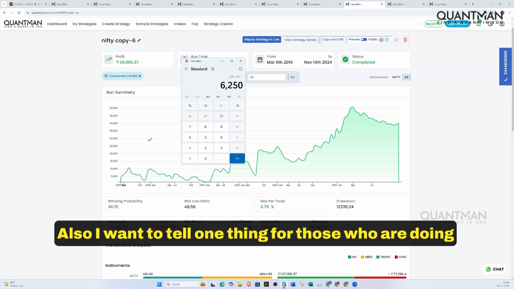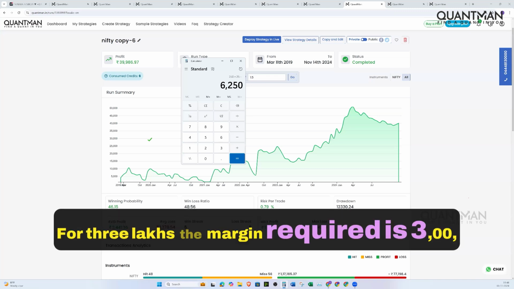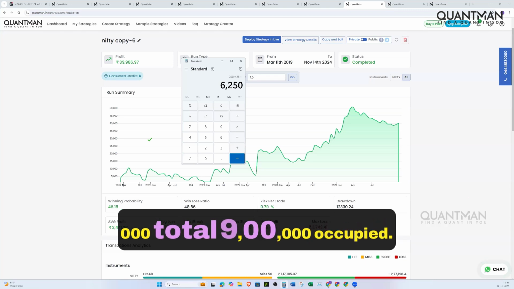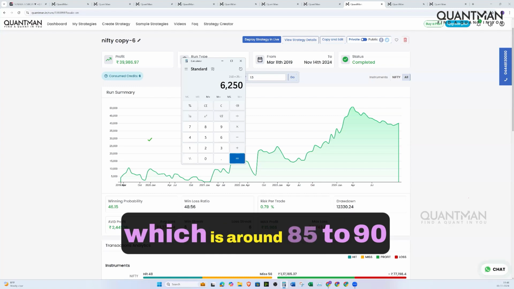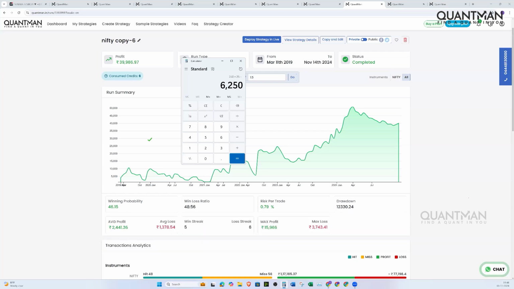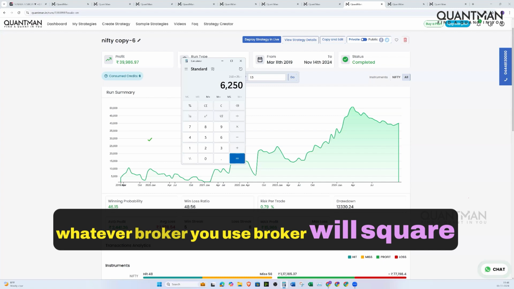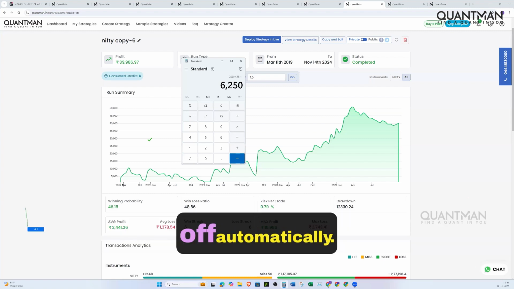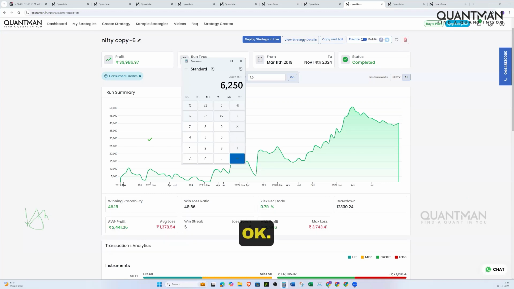I also want to tell one thing to those who are doing selling. For example, if you have a margin of around 10 lakhs and do 3 lots, the margin required for 3 lots is 9 lakhs. For 10 lakh capital, you occupy 9 lakhs, which is around 85 to 90 percent. If the threshold limit crosses the margin, which means your position limit crosses about 10 lakhs, whatever broker you use, the broker will square off automatically. So make sure you don't use the full margin for selling.